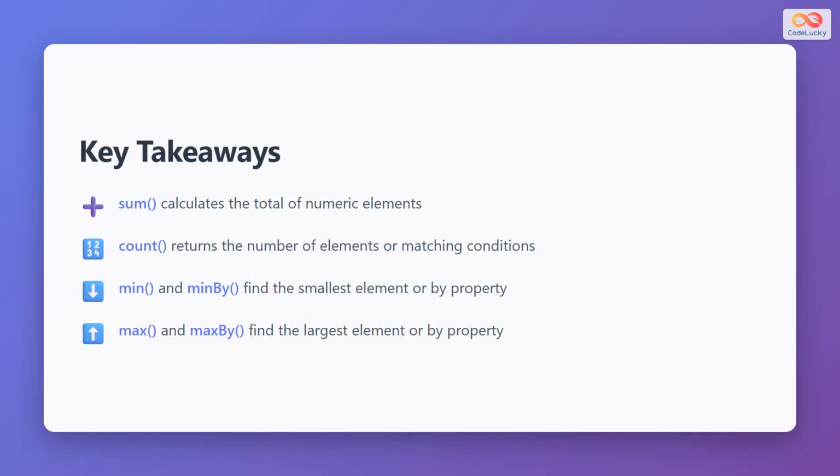Let's recap what you've learned. The sum function calculates the total of numeric elements in a collection. The count function returns the number of elements, and you can pass a condition to count only matching items. The min and minBy functions find the smallest element, either directly or based on a custom property. Similarly, max and maxBy find the largest element. These aggregate operations are fundamental tools for analyzing collections and computing statistics efficiently in Kotlin.